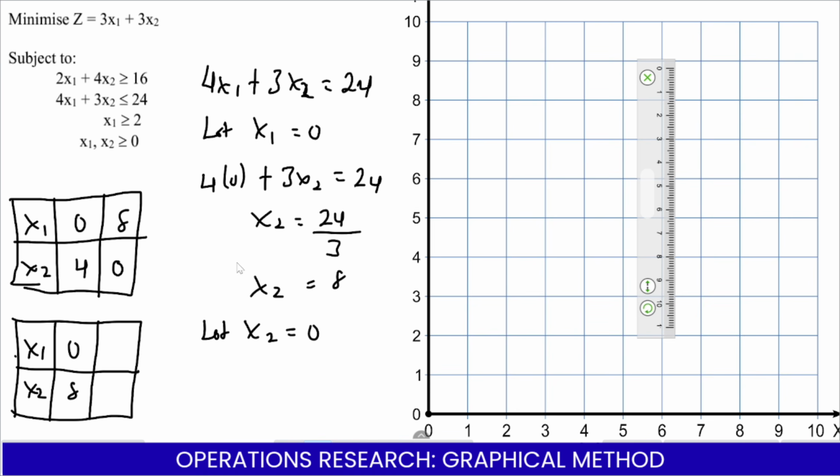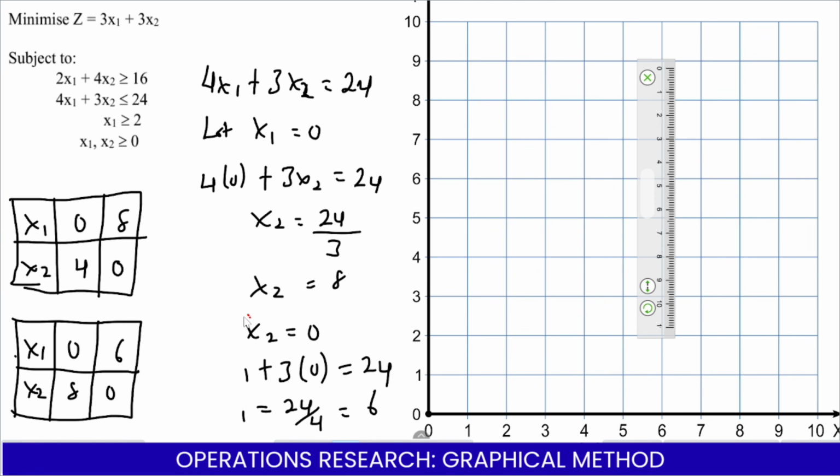So you do the same for x2. Let x2 be equal to 0. So we have 4x1 plus 3(0) equals 24. So we have x1 is equal to 24 over 4, which is 6. So when x2 is 0, we have x1 to be 6.